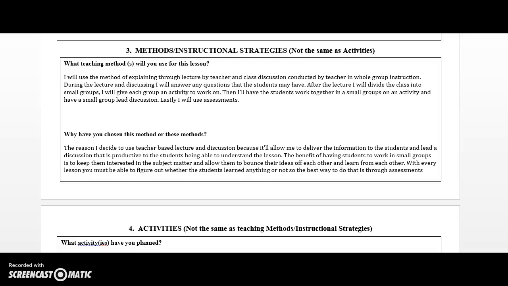Why did I choose the different methods? The reason I decided to use teacher-based lecture and discussion is because it allowed me to deliver the information to the students and lead a discussion that is productive to the students being able to understand the lesson. The benefit of having students work in small groups is to keep them interested in the subject matter and allow them to bounce ideas off each other and learn from each other. With every lesson, you must be able to figure out whether the students have learned anything or not. So the best way to do that is through assessment.